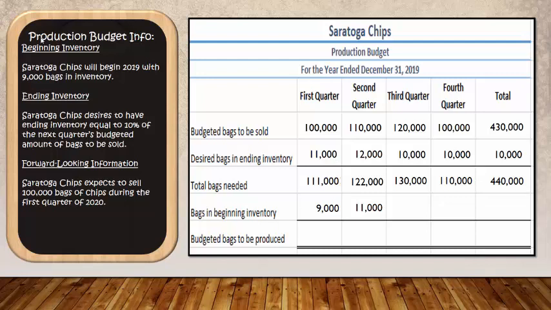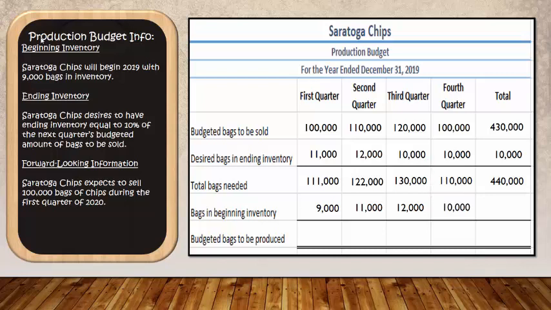We ended the second quarter with 12,000 bags in inventory. That means we must begin the third quarter with that same 12,000 bags. And in the fourth quarter, the 10,000 bags in ending inventory for the third quarter become our beginning inventory for the fourth quarter, so 10,000 bags.